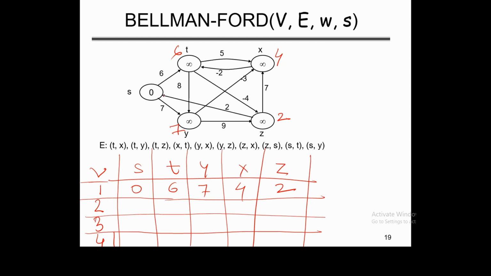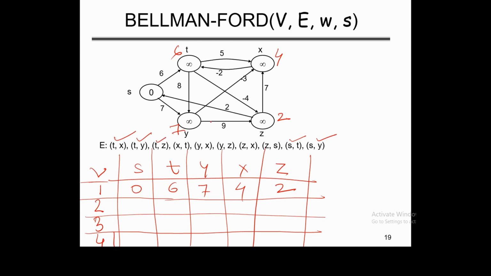So for s to t it will be 0 plus 6, no changes. s to y 0 plus 7, no changes. t to x 6 plus 5 11, ये 4 है, no changes. t to y 6 plus 8 14, no changes. t to z, तो t to z में कुछ चेंज होगा क्या? It is 6 and it is -4, that is 2, no change.